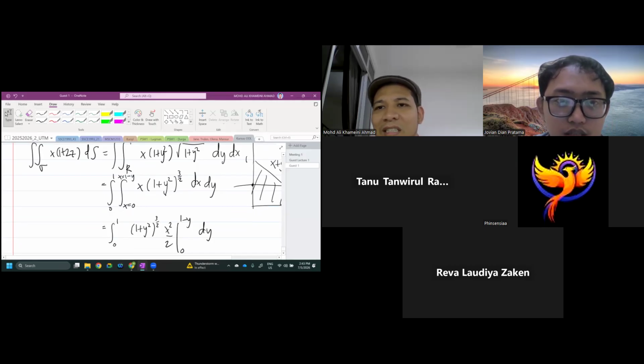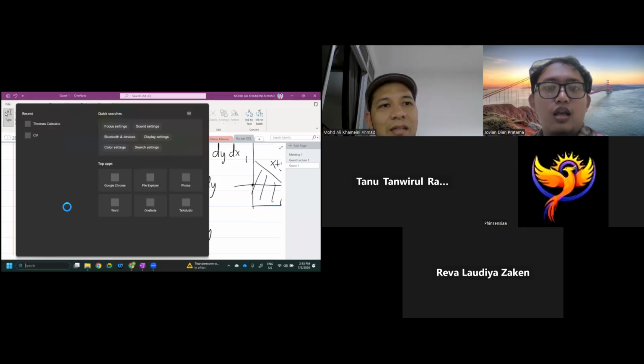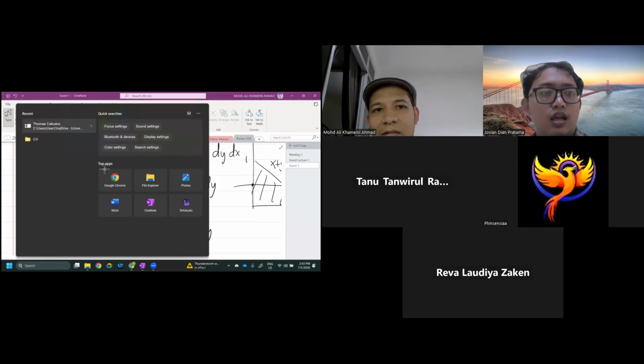Let me also search back for where I took this example from. I think I took it from some book, just Thomas Calculus, I believe.